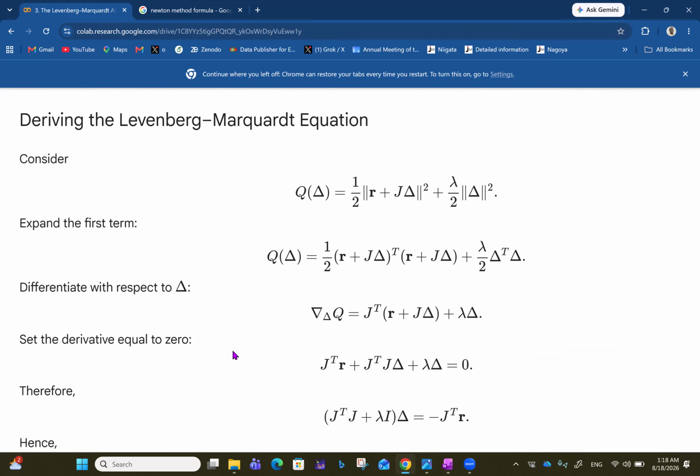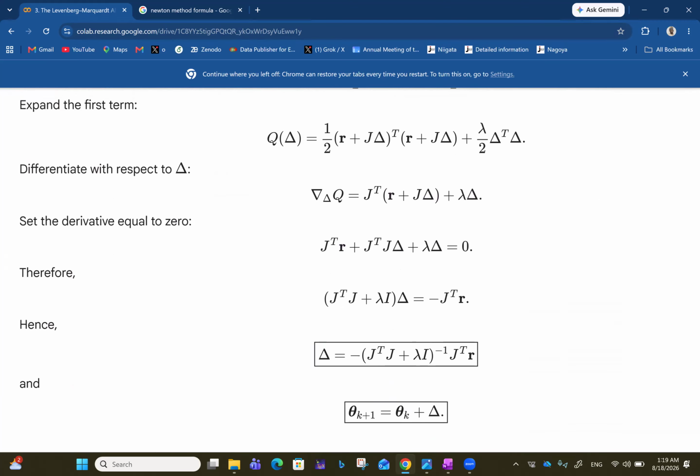So if you set the derivative equal to 0, this J transpose (R plus J del) plus lambda del gives J transpose R plus J transpose J del plus lambda del equals 0. Therefore, J transpose J plus lambda I multiplied by del is equal to minus J transpose R. So we transfer this to the other side, and del itself will be minus (J transpose J plus lambda I) inverse multiplied by J transpose R. And then for each del we get, theta sub k plus 1 is theta sub k plus del.